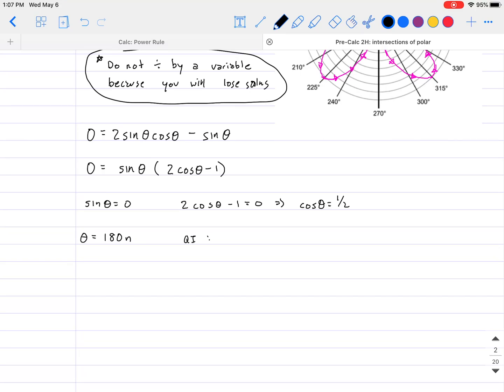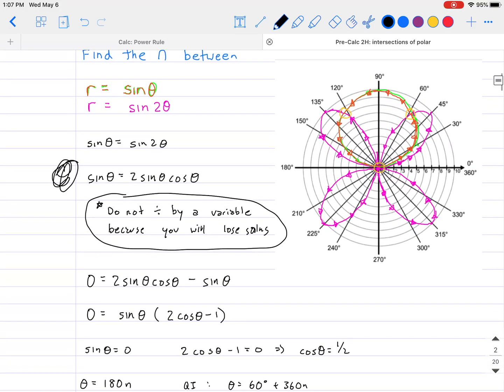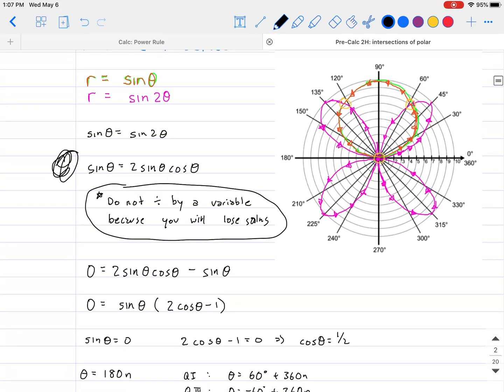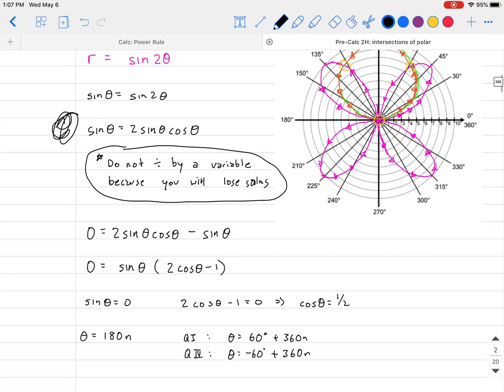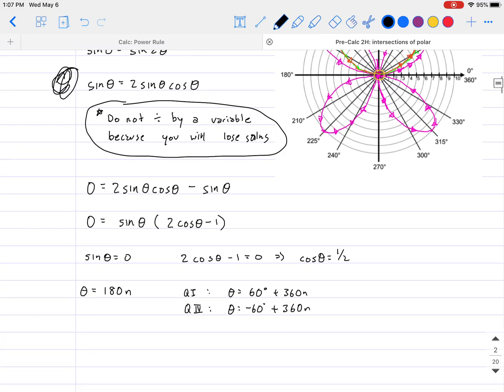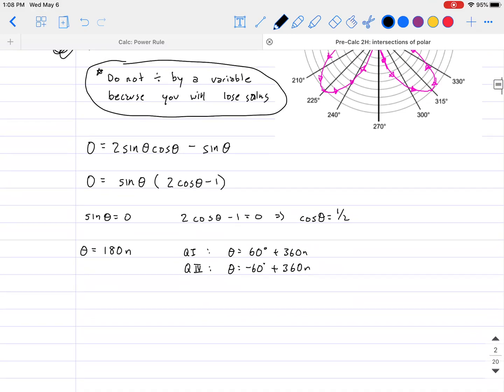There are actually quite a few of these then. So in quadrant 1, we have theta is equal to 60 degrees. And we also have in quadrant 4 where theta would then be equal to negative 60 degrees. And for each one of these, we're going to say plus 360n because we're looking for a general solution. Now, once again, going back to the very beginning and thinking about the domain, how long does it take for each graph to repeat itself? And the domain in this case, again, is 360 degrees.